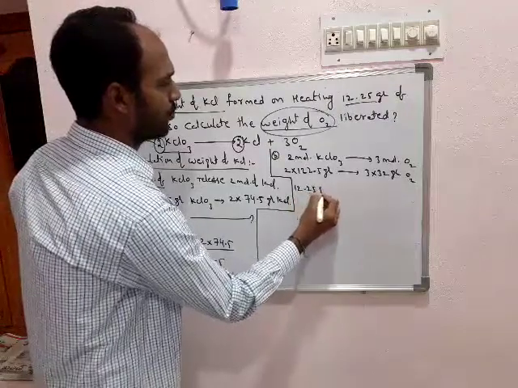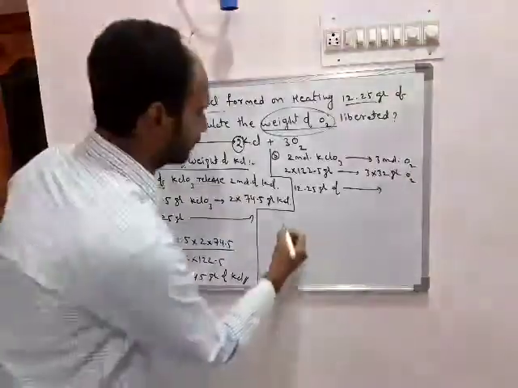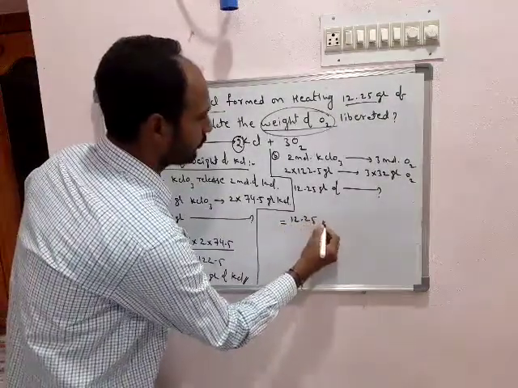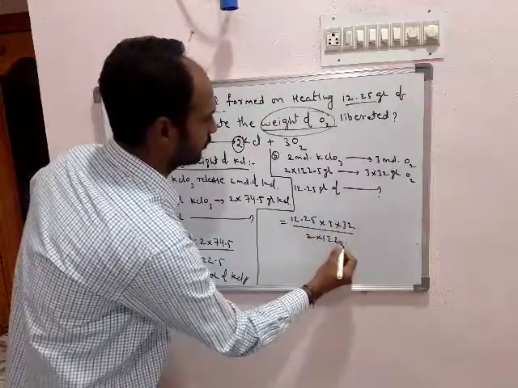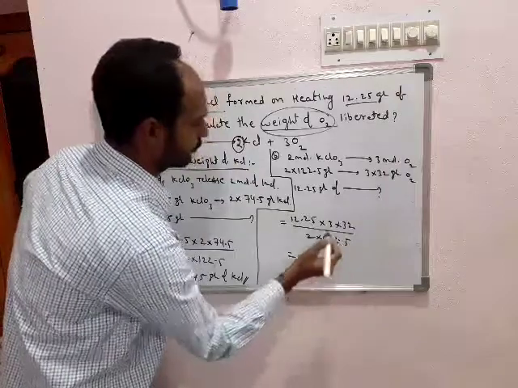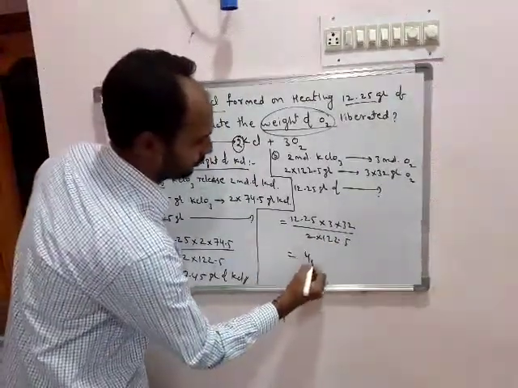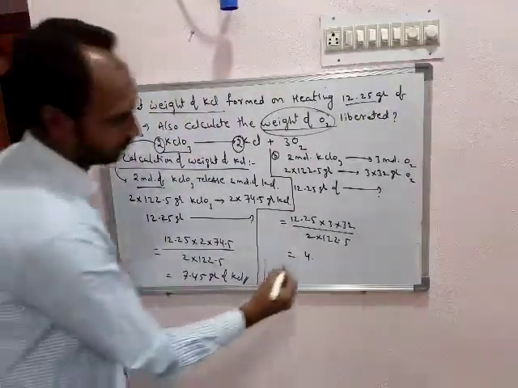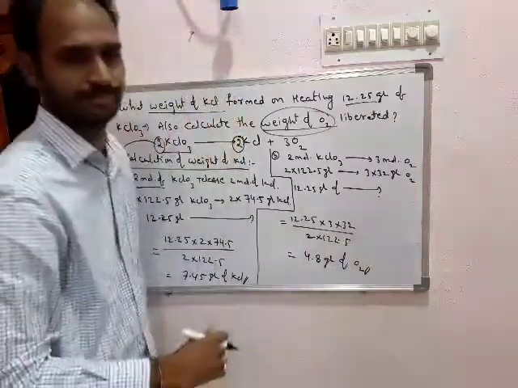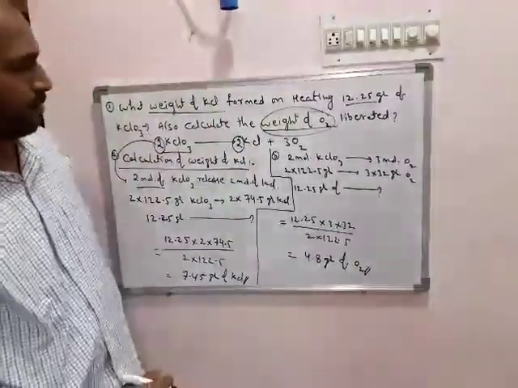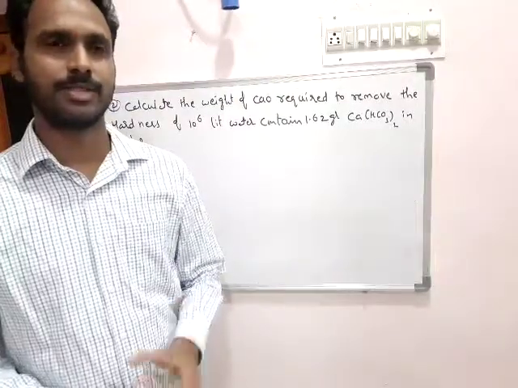Now 12.25 grams of KClO3 can produce how much oxygen? So here we get 4.8 grams of oxygen. Okay, last step. So next problem.